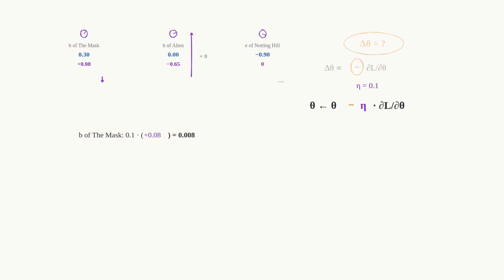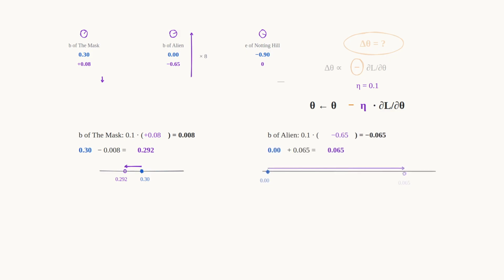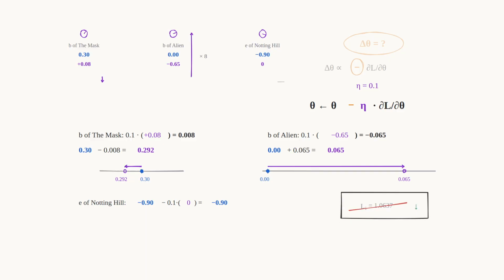Coarse but visible. The mask's bias shifts from 0.30 to 0.292. Alien's bias grows from 0 to 0.065. The loss on the readout goes down. And that right there is one step of what's called gradient descent. Descent because it goes down the loss.